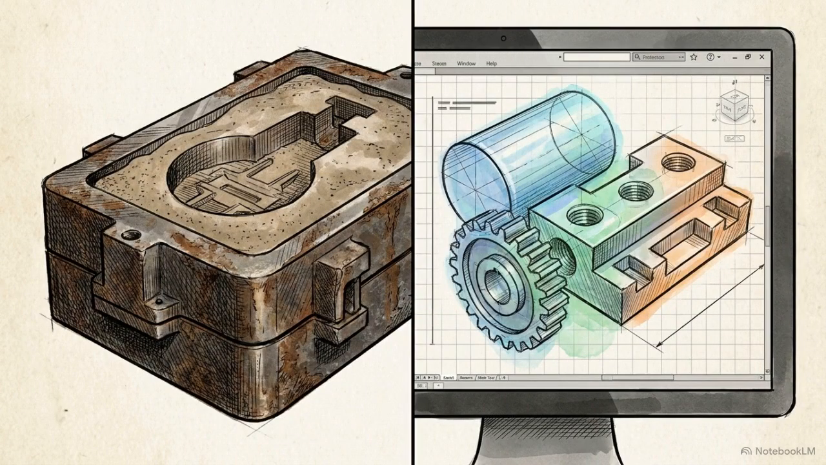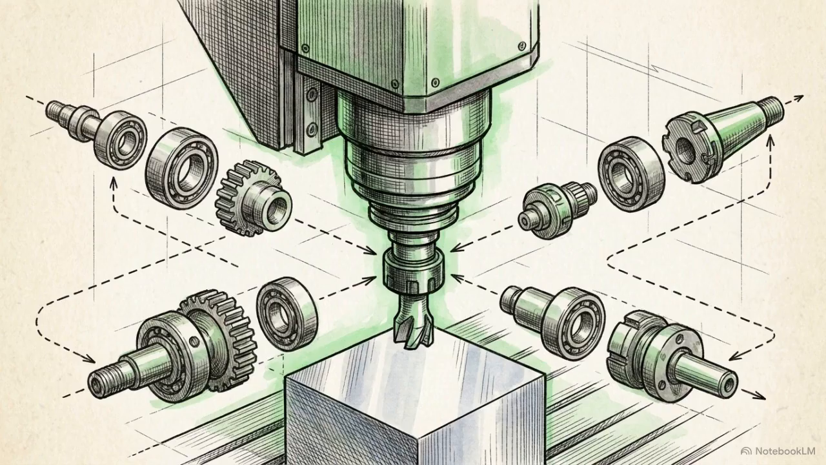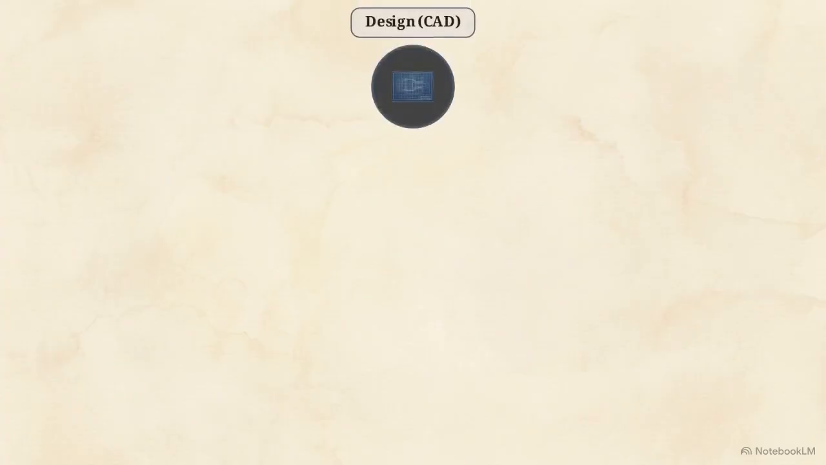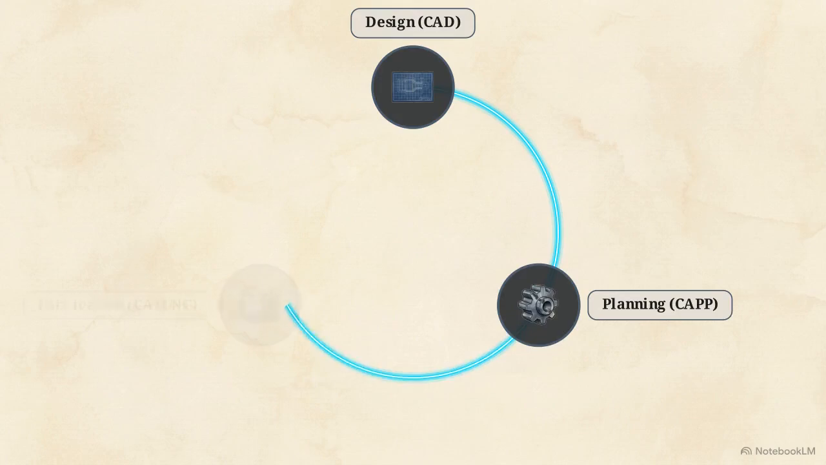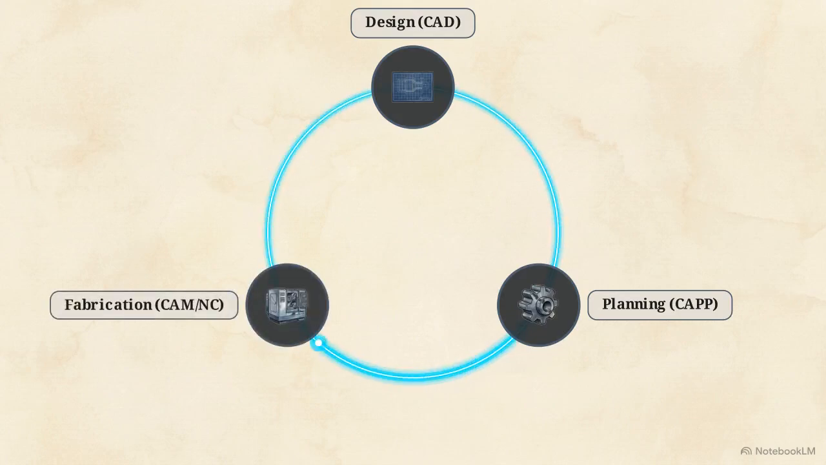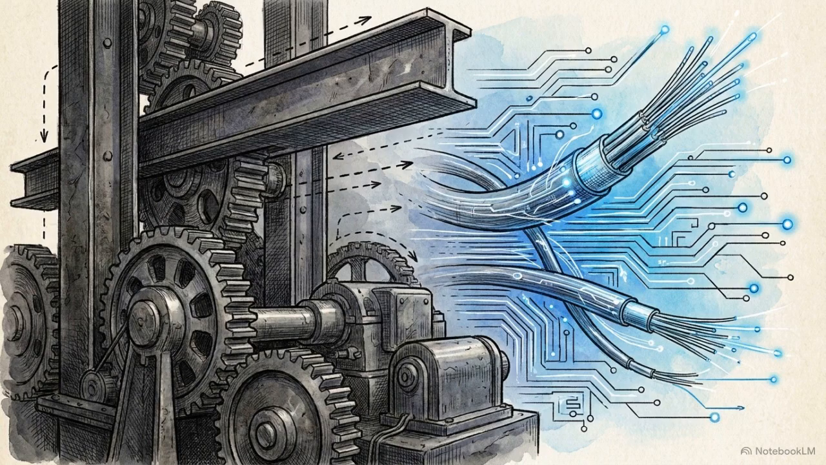Because the hardware is driven by programmable data rather than fixed physical tooling, a massive factory can pivot its operations to entirely new product designs almost instantly. By linking design, planning, and fabrication into a single closed loop, computer-integrated manufacturing upgrades the factory from a place of brute physical labor into an agile, self-correcting information processing engine.